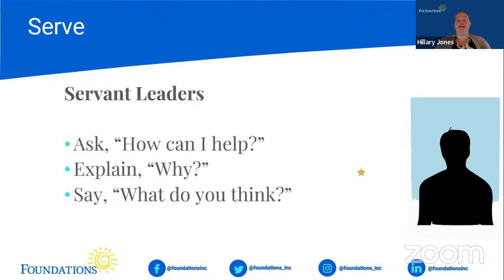So number 9 is to serve. So servant leadership is one model that gets talked about in models for leadership, and not necessarily the only one or the best, but an aspect of servant leadership is that servant leaders support staff and students in their care. They ask, how can I help? And they help meet those needs. They explain why they say what they do, and they clarify why something's true. They say, what do you think? And give students or staff the opportunity to think for themselves and share their own ideas.